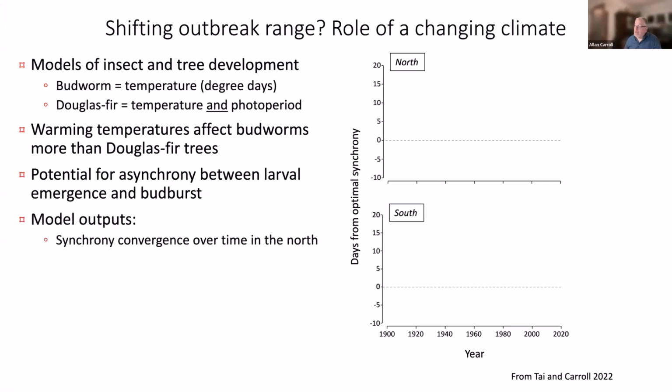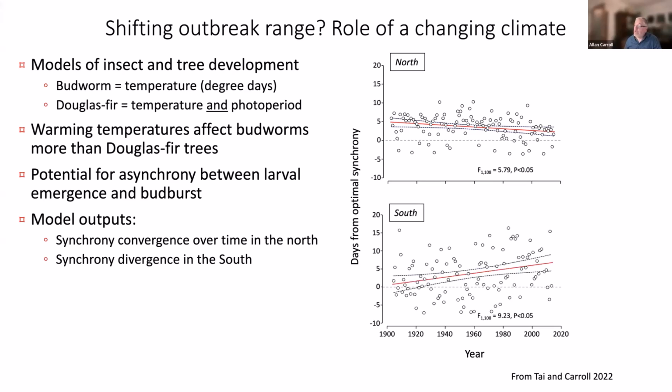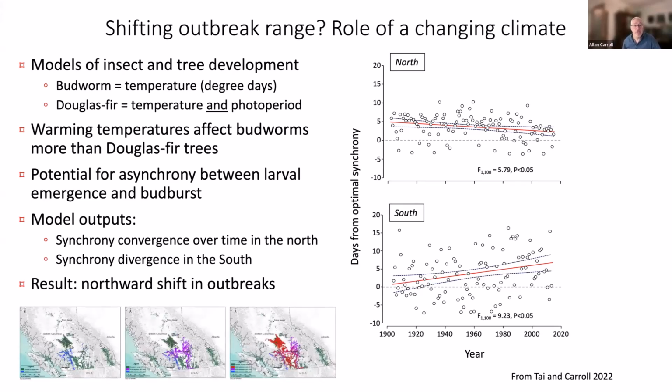So what we've done is we've actually used, as I said, real weather data to see what's been changing through time based upon weather stations. And in the extreme north, look what's happening here. We've got convergence towards optimal synchrony over the last century. But at the same time, it's been diverging in the south. So this co-occurrence of divergence and convergence has actually been leading towards a northern shift in outbreaks. And this is what's happening behind this observation of a northward shift.